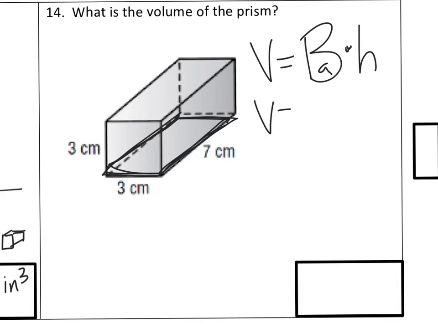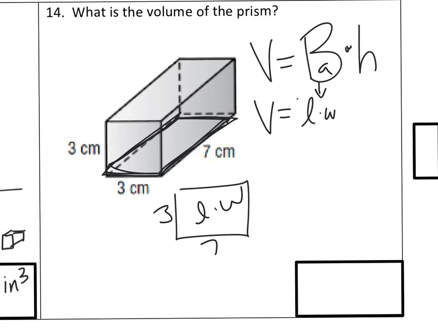So what does that mean? We have to find the area of a rectangle. And if you look at that bottom, it's going to be a 3 by 7. And you take the length times the width to find the area. So the base area is length times width of that rectangle, and then times by how tall it is, or the height. All right, let's put those numbers in.